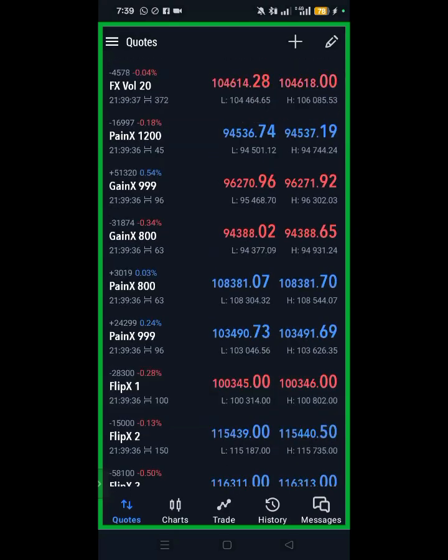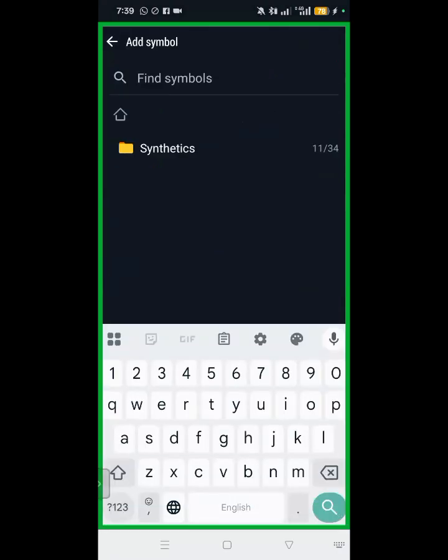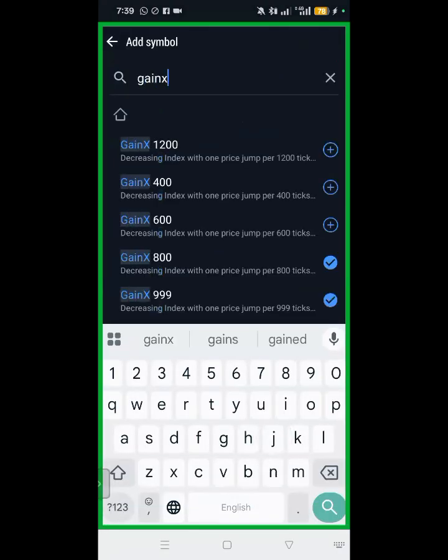Simple. All you need to do is come to this cross, this point I just clicked, and you just type in gain X. You see, I didn't add it. You saw I just added it by clicking here. That's all. There are other gain and pain.